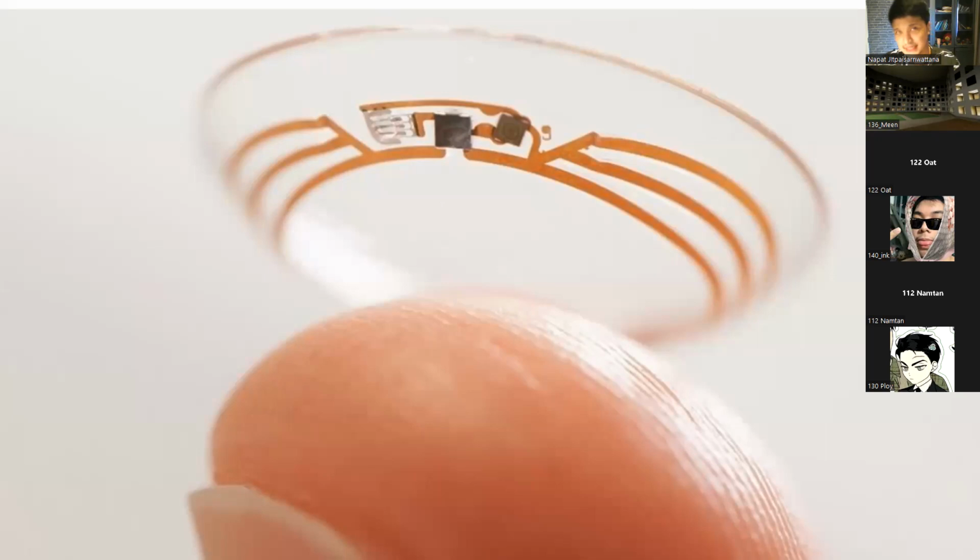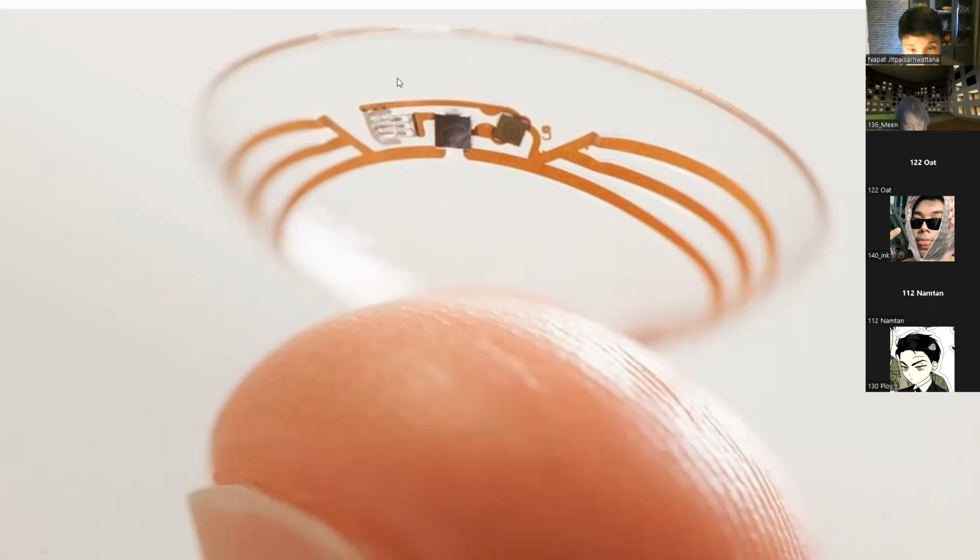Now, let's take it one step further. How can you use contact lenses for language learning? How can a contact lens help you learn a language? Or at least help you communicate or understand the language better? Okay, we have some answer here.